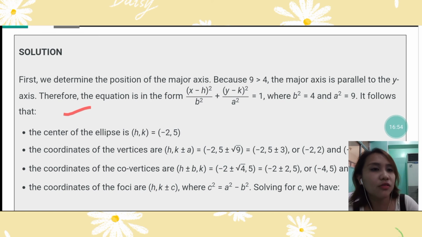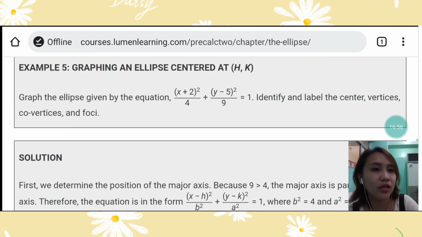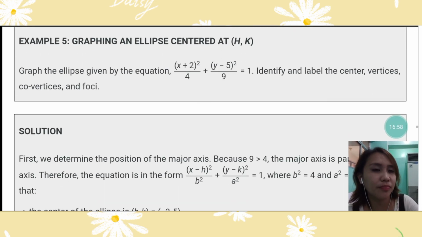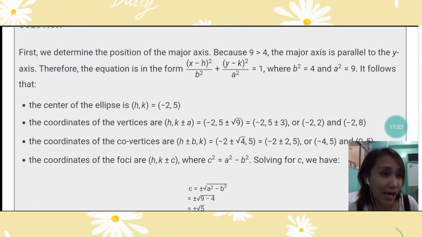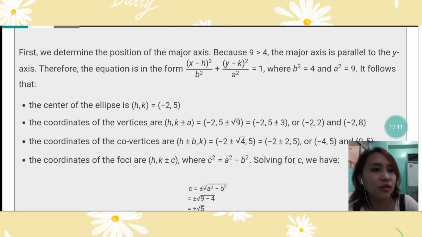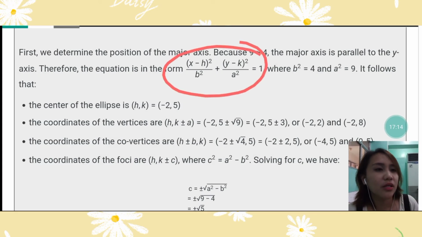Because 9 is greater than 4, as given here, the major axis is parallel to the y-axis, meaning the ellipse is vertical. So we use this standard form, and as given, b squared is 4, a squared is 9.